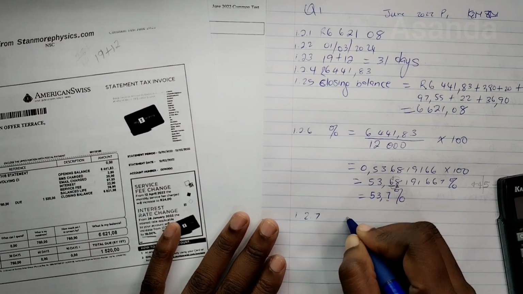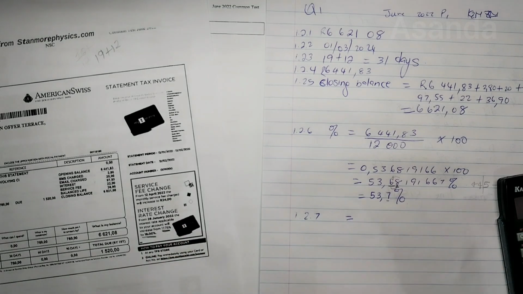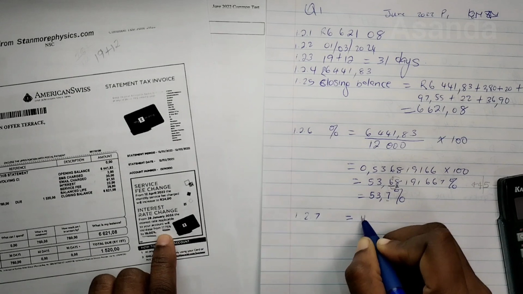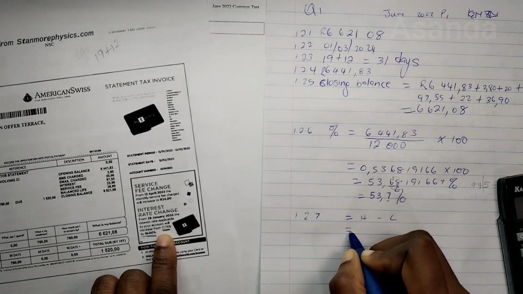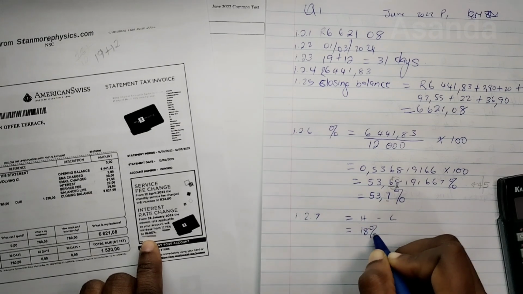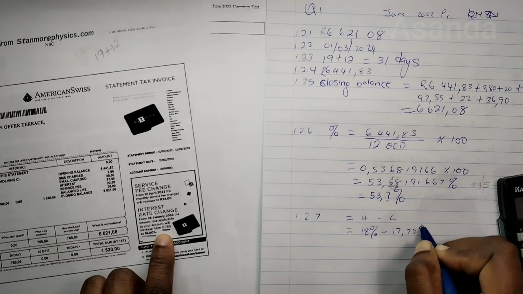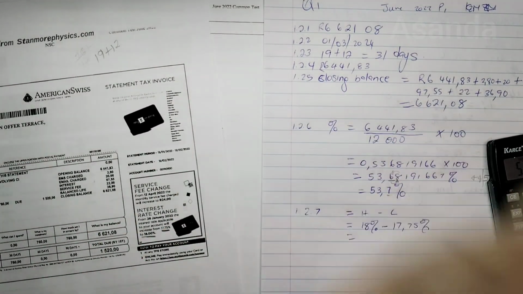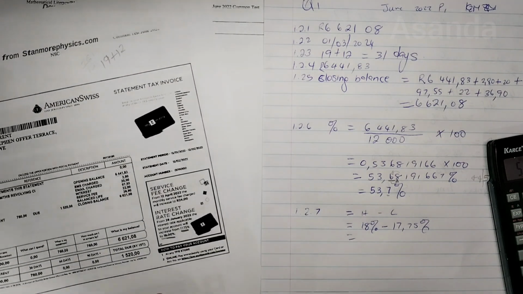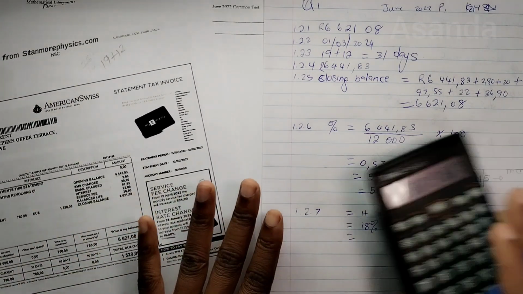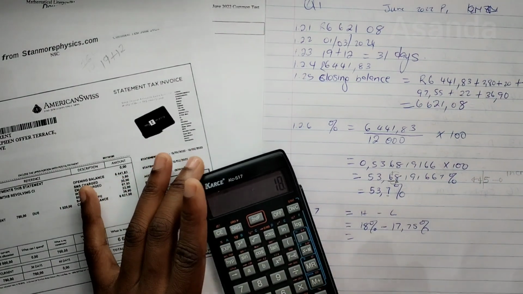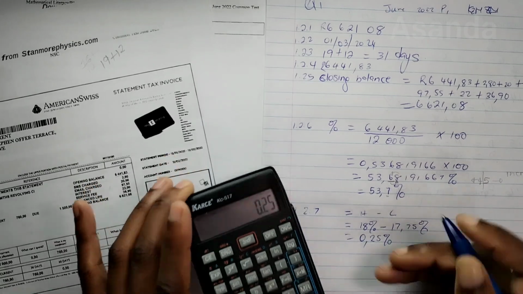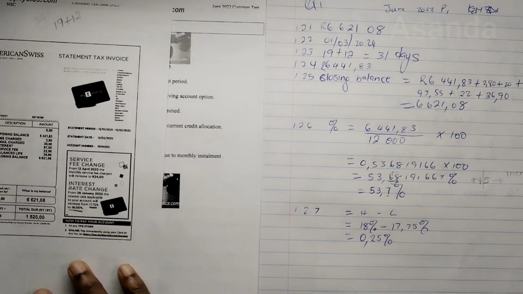For 1.2.7, the change there is, remember, we're not calculating percentage change because it's already a percentage. We're just going to find the difference, which is highest minus lowest. That will be 18% minus 17.75%. Because it's already in percentage. But if it was money, we would have had to calculate percentage change. Right now, 18 minus 17.75 is 0.25%.